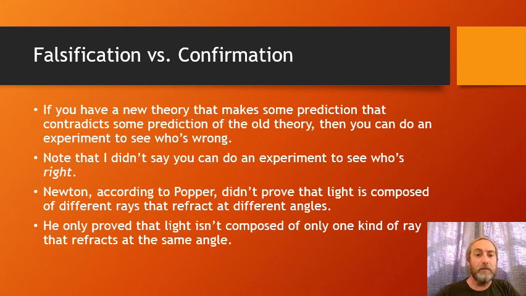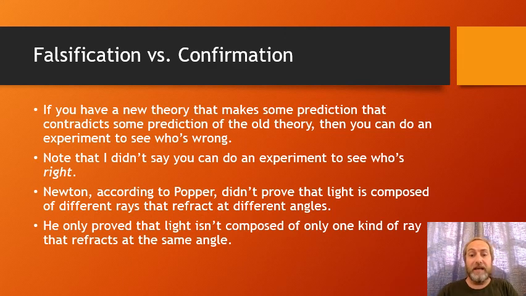Okay, so if you have a new theory, make some prediction, and then it contradicts some prediction of the old theory, then you can do an experiment. One of them has to be wrong, right? They can't both be true. So you do the experiment, see which one turns out false, which prediction turns out false. Now, what you can't do, however, is do an experiment to see which theory is right.